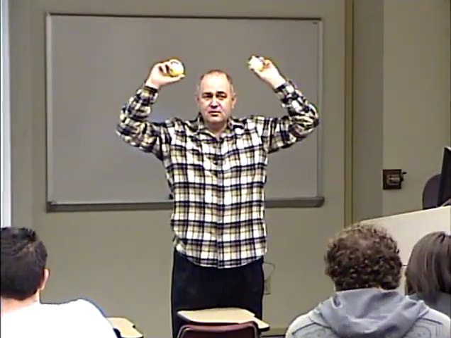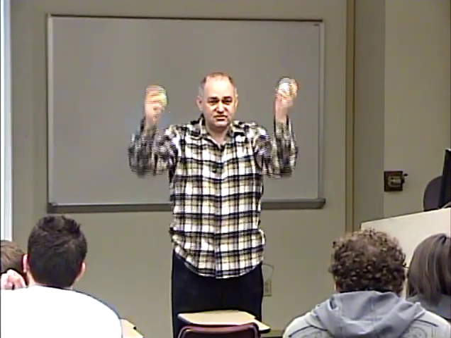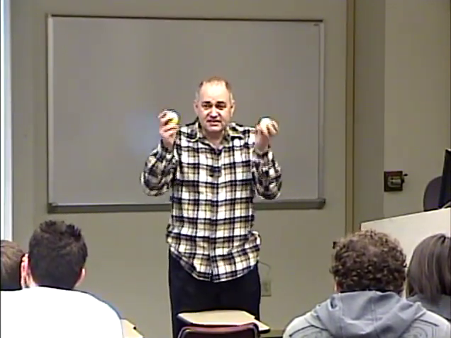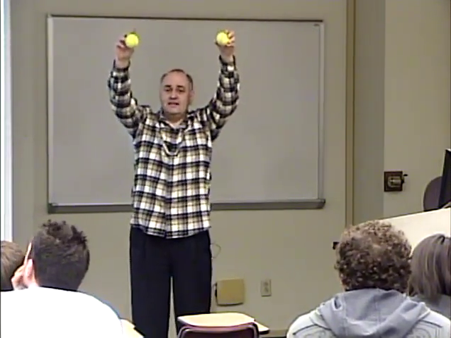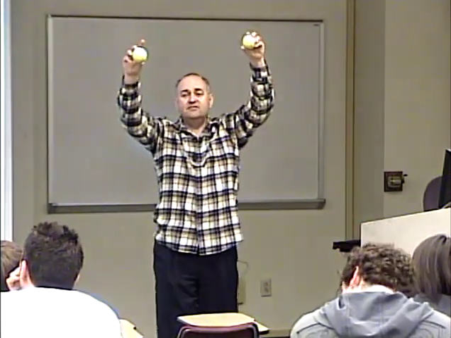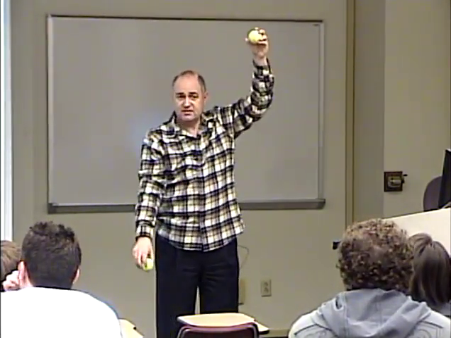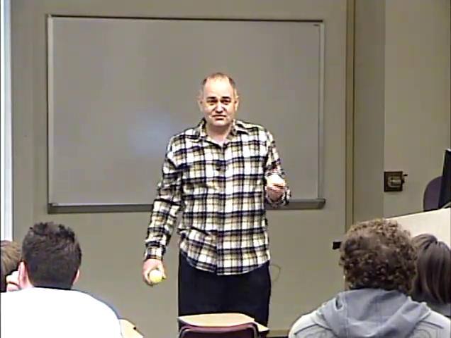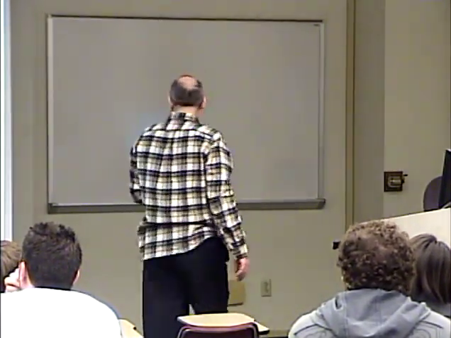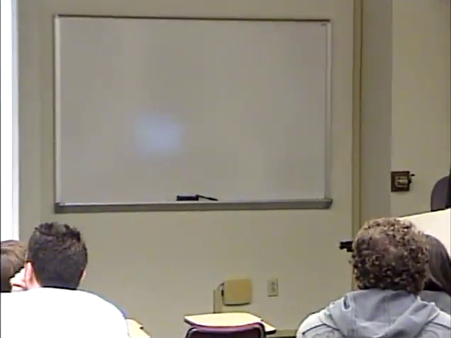Tell me what is the translational kinetic energy of those 2 balls? Translational kinetic energy of those 2 balls. And so mass of this one is 1 kilogram, of this one is 1 kilogram. This one doesn't move, this one moves with the speed of 10 meters per second. So what would be the translational kinetic energy of the 2 balls?